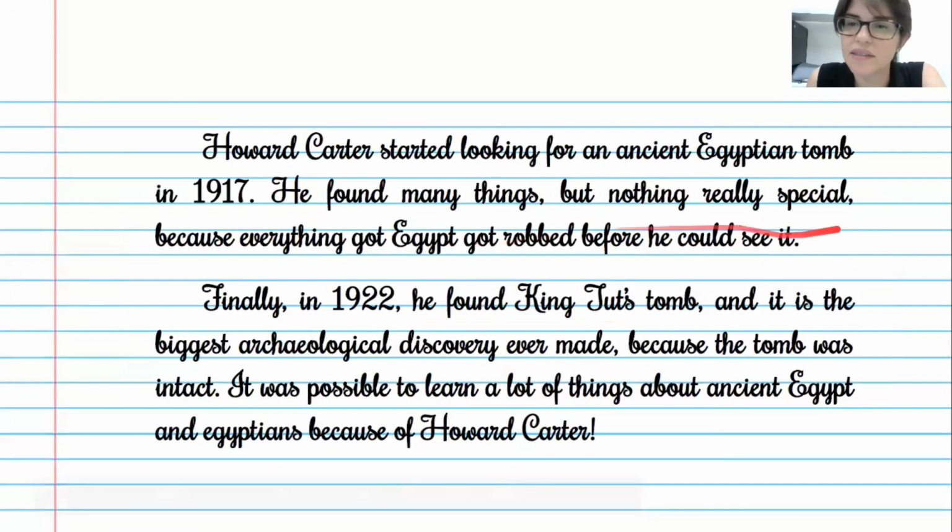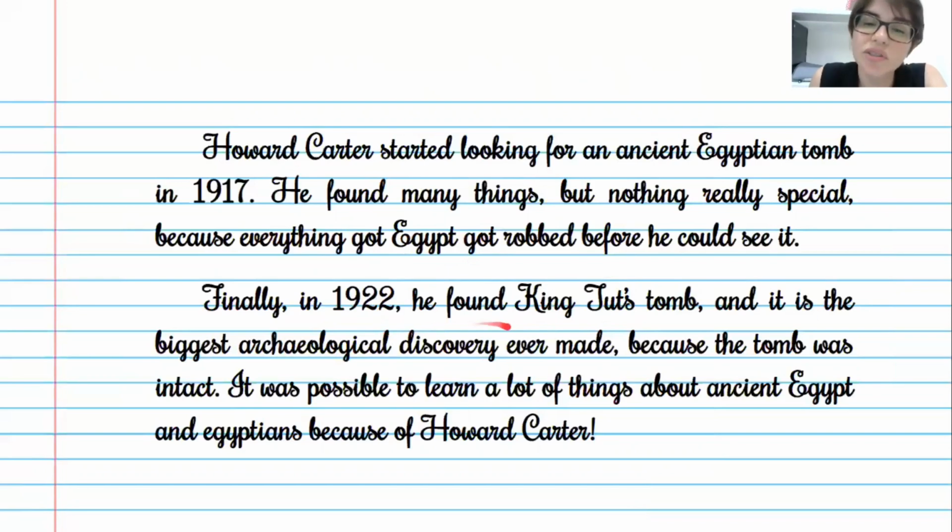So this is a text. I'm going to read it for you. Howard Carter started looking for an ancient Egyptian tomb in 1917. He found many things, but nothing really special, because everything got robbed before he could see it.